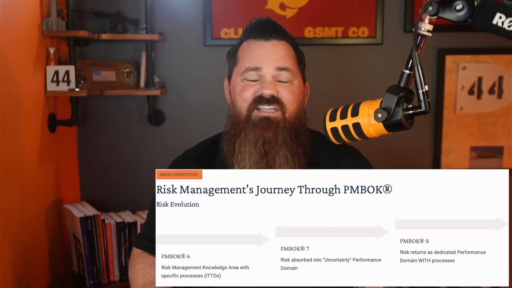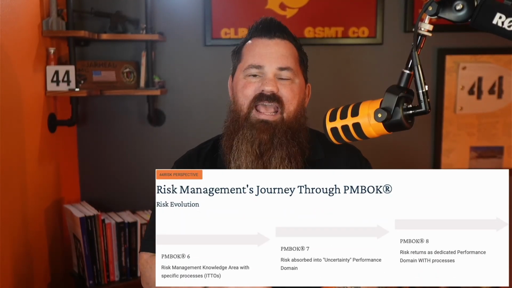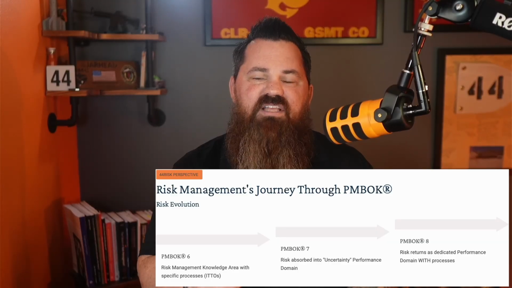PMBOK 7, they just named it uncertainty. Again, risk is uncertainty, but no one talks like that in real projects. Hey team, let's do some uncertainty management today. No, we manage risk, threats, opportunities. That's the language practitioners use. So it's now called the risk performance domain, not uncertainty. And it's domain 7 of 7 core domains.